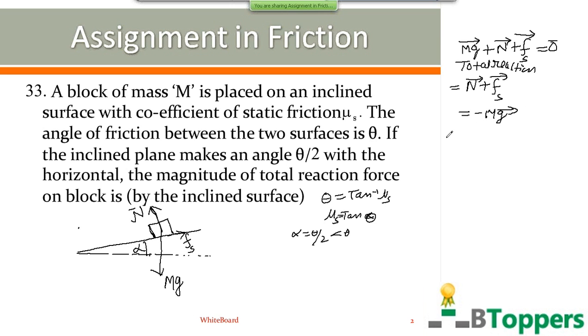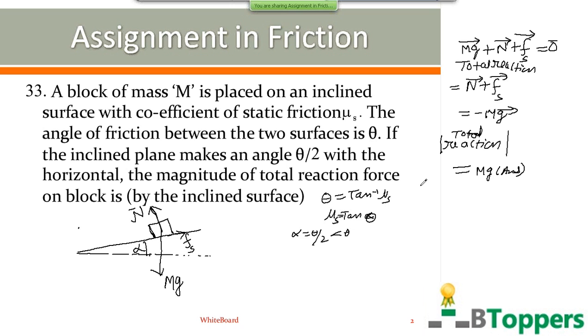That means the total reaction force on the block by the inclined plane will be equal to the weight mg in magnitude but directed opposite to the weight mg. So the magnitude of the total reaction force, or we sometimes call it the magnitude of the contact force between the block and the inclined plane, is equal to mg. So that's the answer.